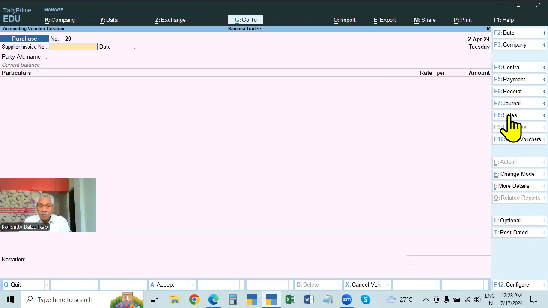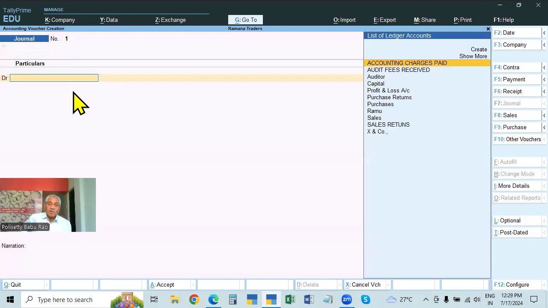Only single entry, that is called an accounting invoice. For goods, both single and double are available. For that also we use only single entry, because we don't know the details of the goods. So single entry, that is accounting invoice.